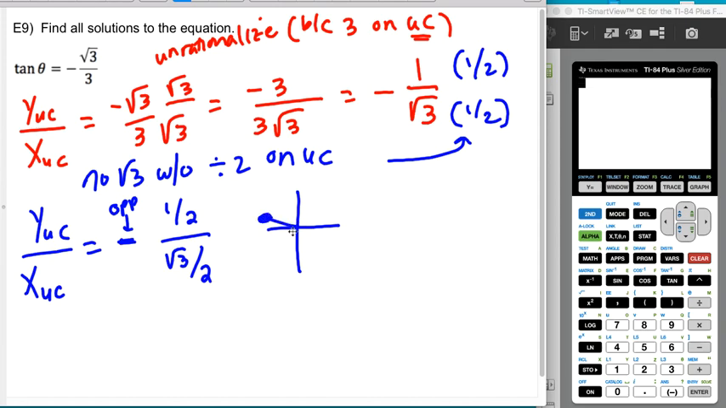But I want the pi over 6s that are in quadrant 2 and quadrant 4. Now, there's two ways to look at this answer. You can either recognize that this is a 5 pi over 6 and an 11 pi over 6, right?